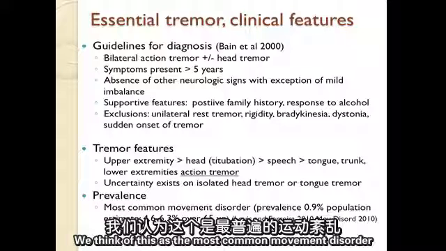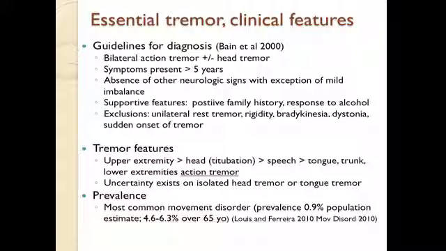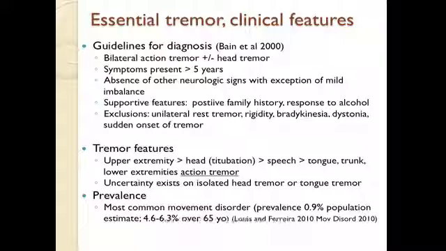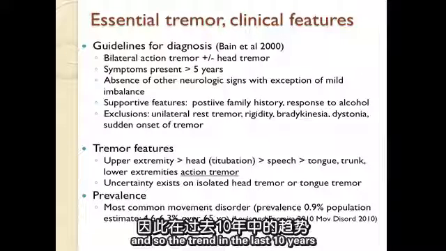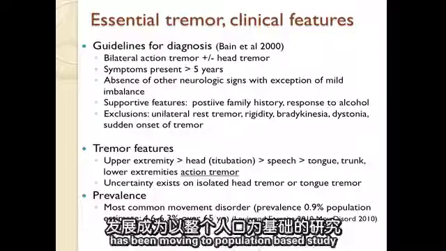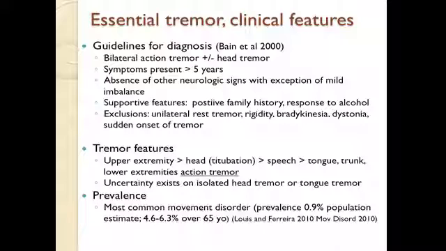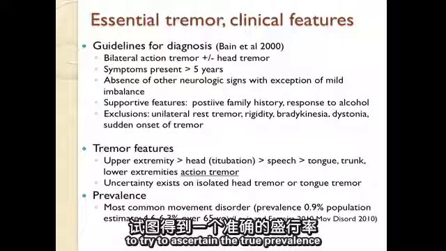We think of this as the most common movement disorder, but it's also incredibly difficult to get good data on exactly how common it is because the vast majority of people never come to clinical attention. They have a little bit of essential tremor, and it doesn't bother them. And so the trend in the last 10 years has been moving to population-based study, knocking door to door, having neurologists actually examine people on a statistical sampling method to try to ascertain the true prevalence.